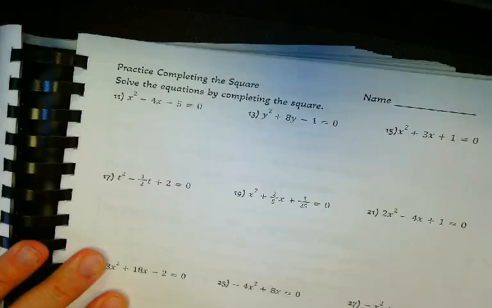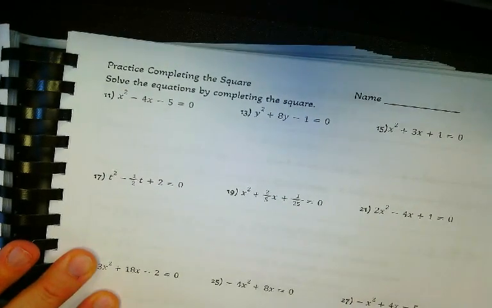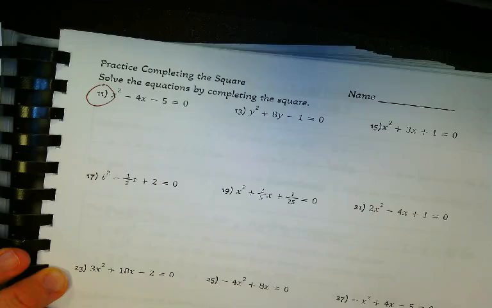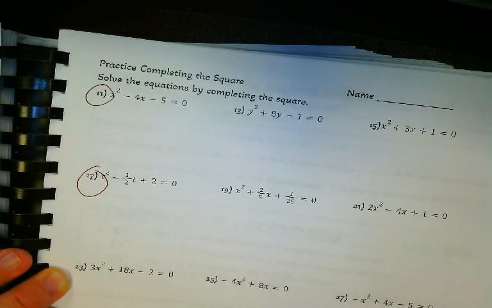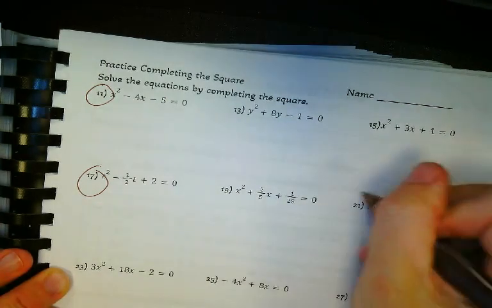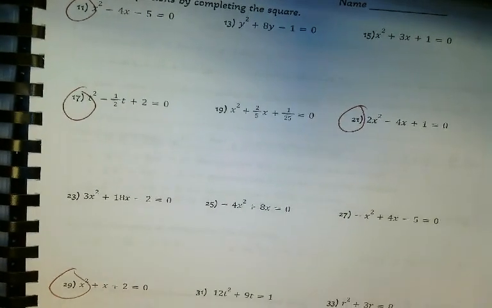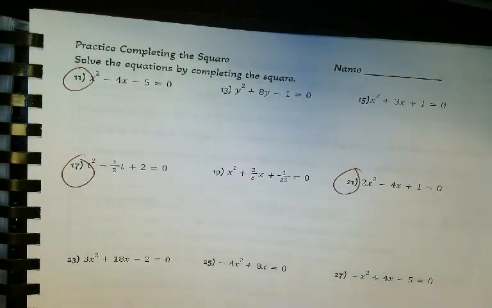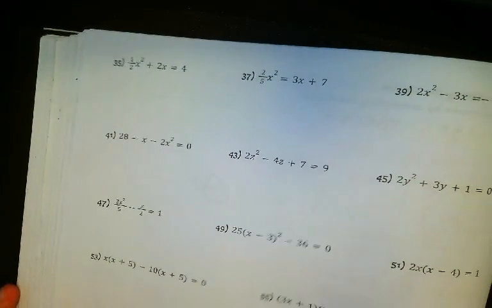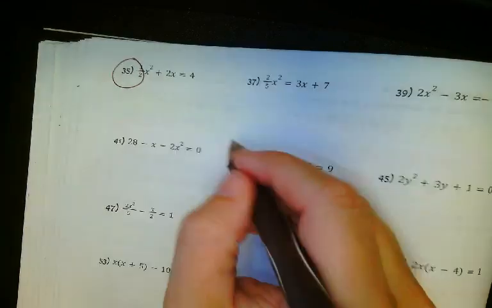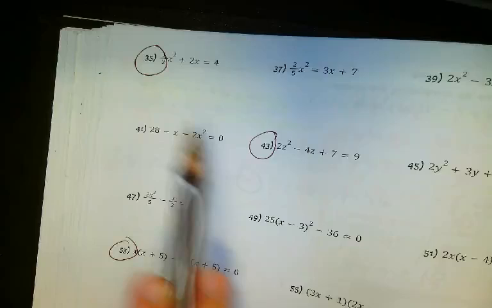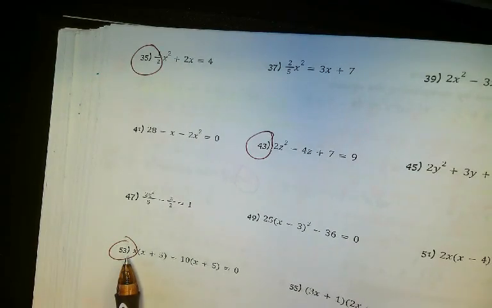I'm hoping you can get through all of this before we leave here. Turn to the practice page. We're going to go 11, 17. Let's do 21, 29 on the front. So 4 on the front, 11, 17, 21, 29. On the back side, let's go 35, 43, and 53. 35, 43, 53. So I think that's just 7 problems.